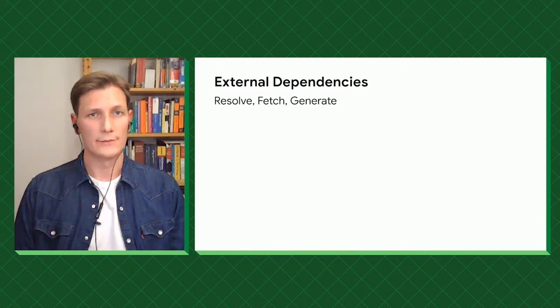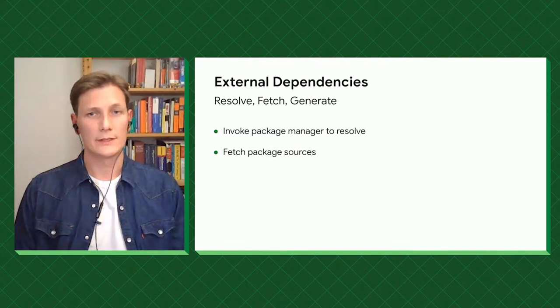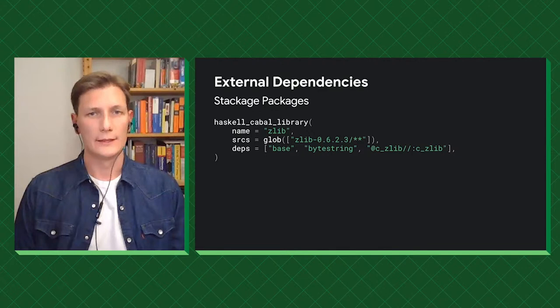Internally, stack snapshot is split into separate stages. The repository rule invokes the stack package manager to perform version and transitive dependency resolution, and we parse the dependency graph and package metadata emitted by the package manager. We can also read from a log file to avoid calling the package manager repeatedly. We then fetch the package sources in the repository rule using Bazel's Starlark API. This allows us to benefit from Bazel's repository cache. Finally, we generate regular Bazel rules to build the third-party packages as regular Bazel targets, meaning the Haskell targets are not compiled in the repository rule. Instead, they are compiled in regular Bazel rules. We use the Haskell cabal rules that I showed you before to build these third-party packages. For example, the zlib package shown here.